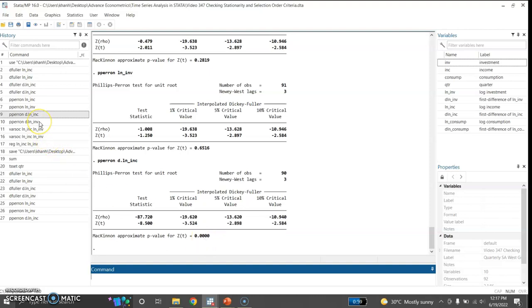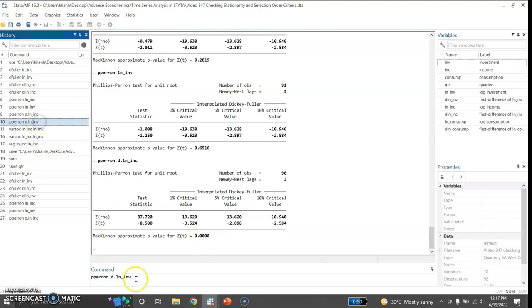And similarly, we can also do the same Phillips-Perron test for the first difference of the log of investment, and its p-value is now 0.00. So we reject the null hypothesis of unit root. So we conclude that the time series of natural log of investment in its first difference doesn't have unit root, that is, it is now stationary.